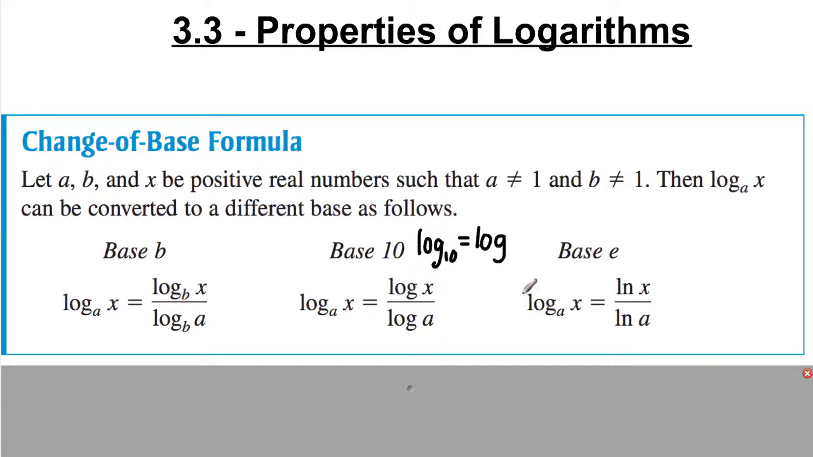If I want to rewrite any logarithm, log base a, some number, of x, some number, with a natural base of e, I can do so by writing log base e, or natural log, of x divided by log base e, or natural log, of a. So that's your change of base formula. Let's see a problem.